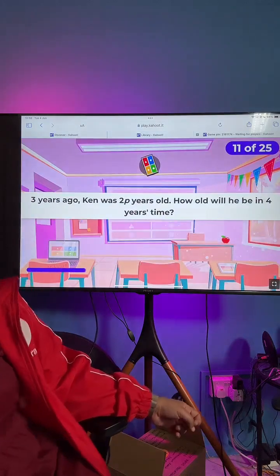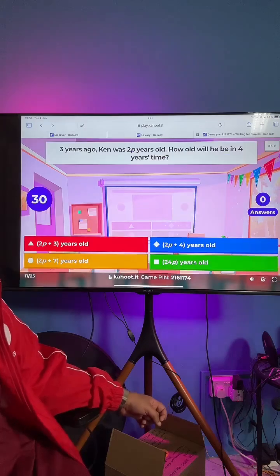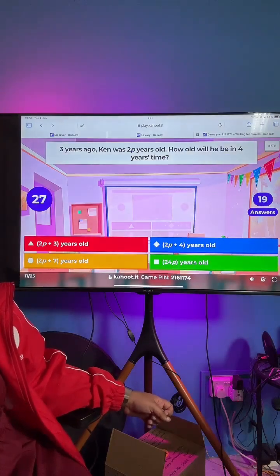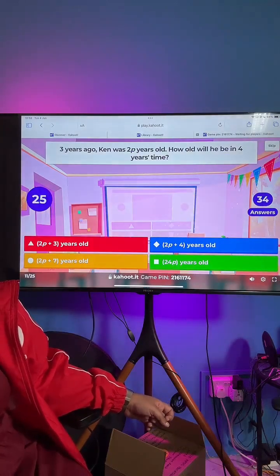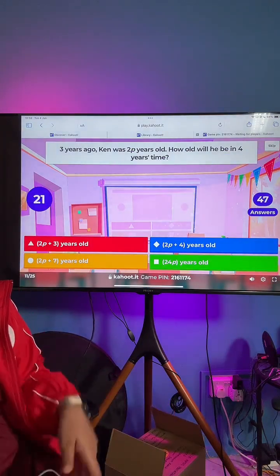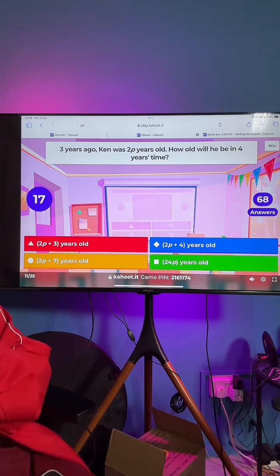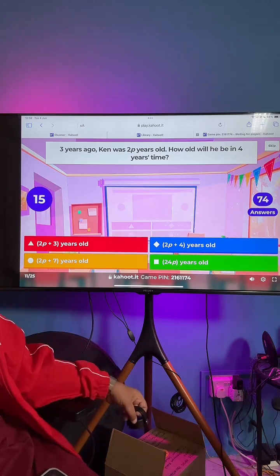Question 6. 3 years ago, Ken was 2 years old. How old will he be in 4 years' time? You guys can do this. Very simple. Can do one. Don't give up, okay? There's 15 seconds left.